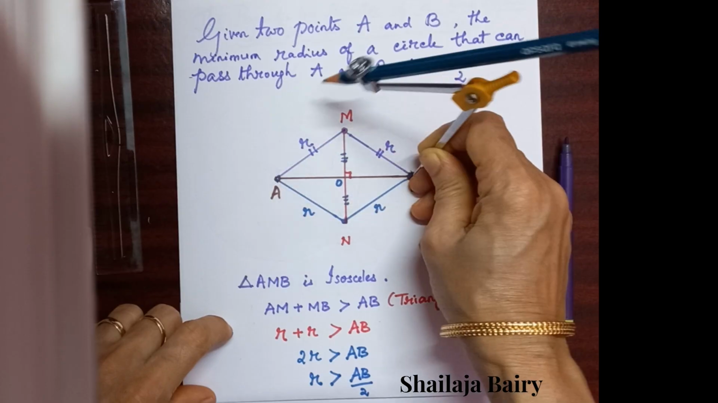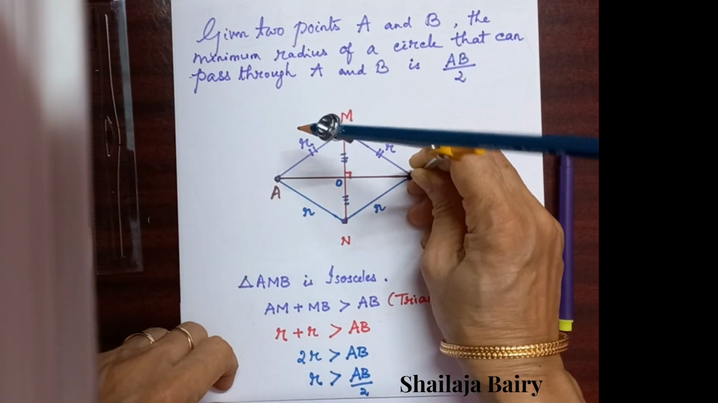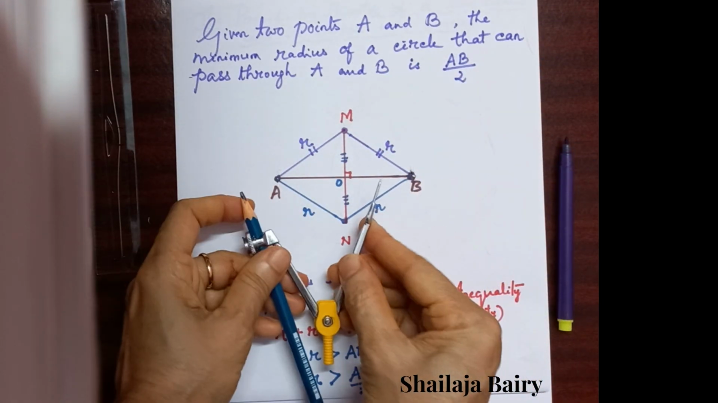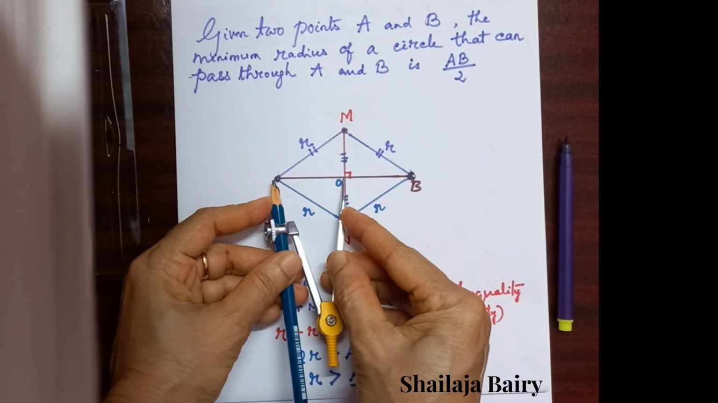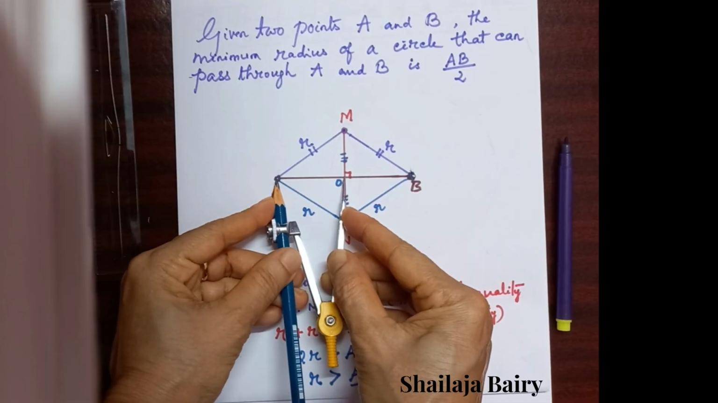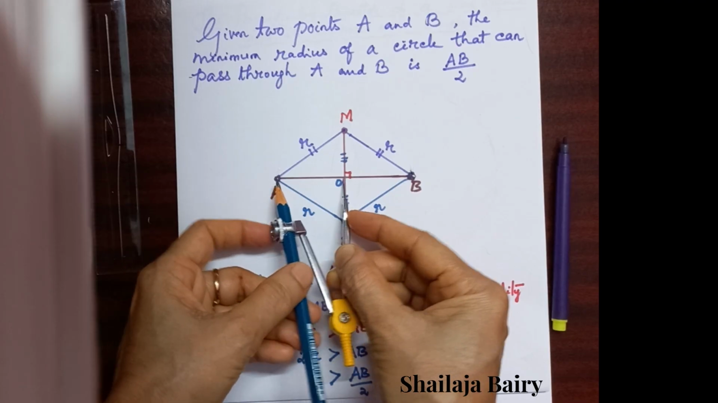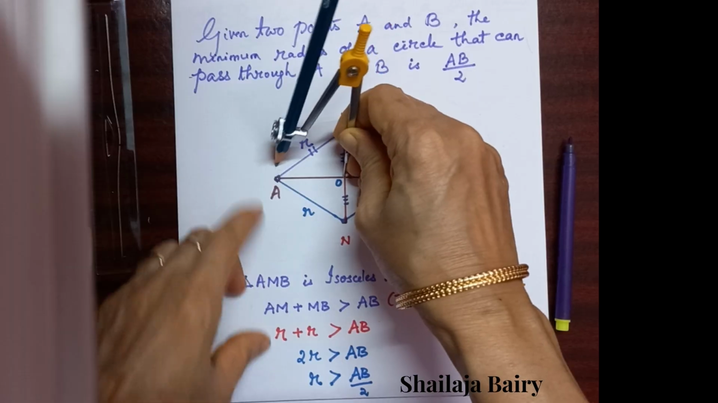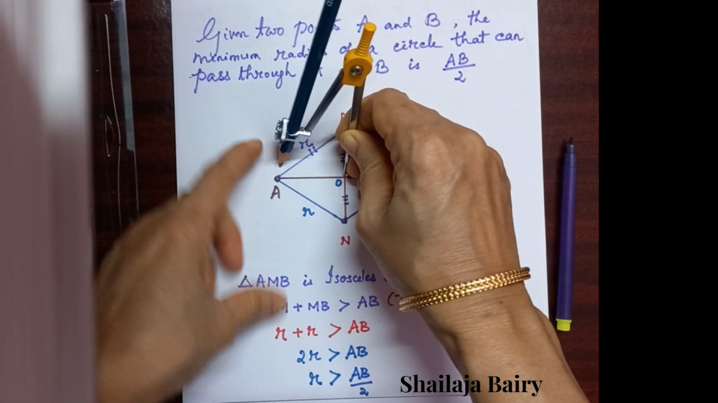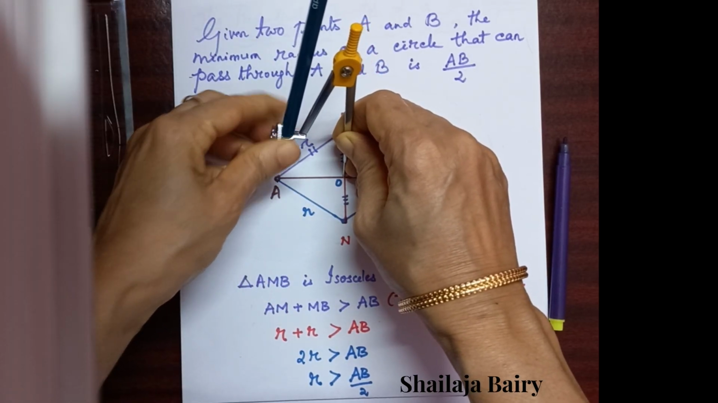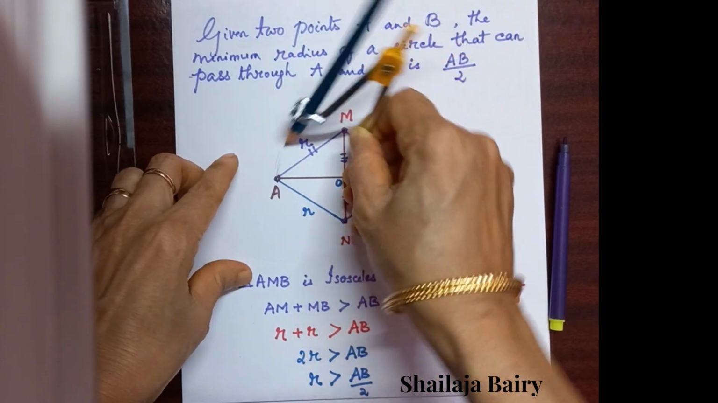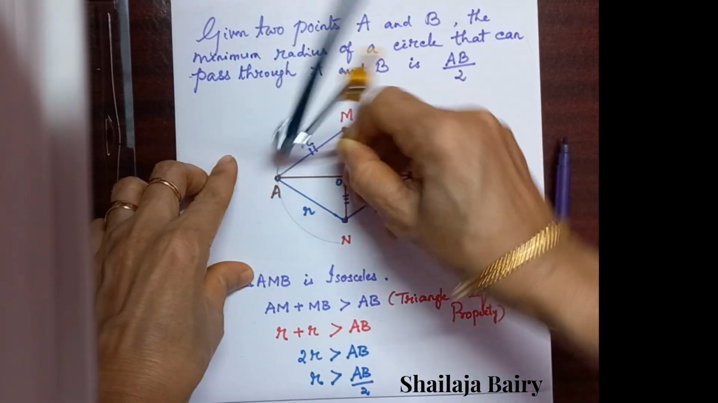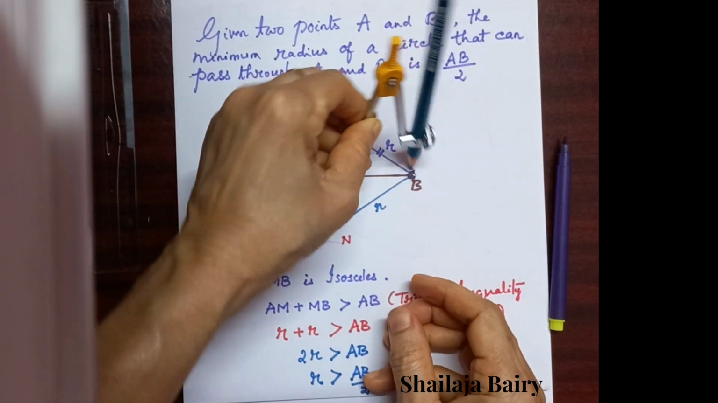So if I try to cover both A and B, then obviously the radius which I have to take is half of AB. So you can observe here, half of AB is AO, and we can cover both A and B if I choose half of AB as radius. So the circle is obtained in this manner.